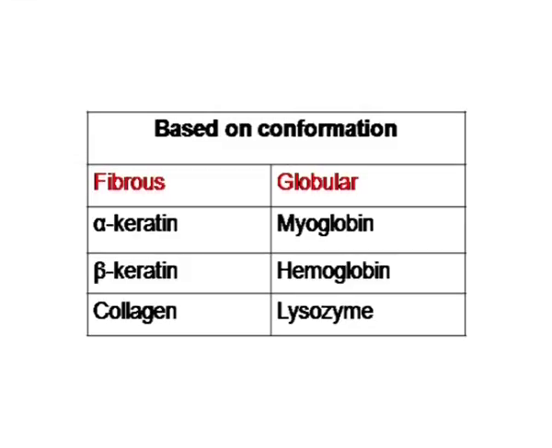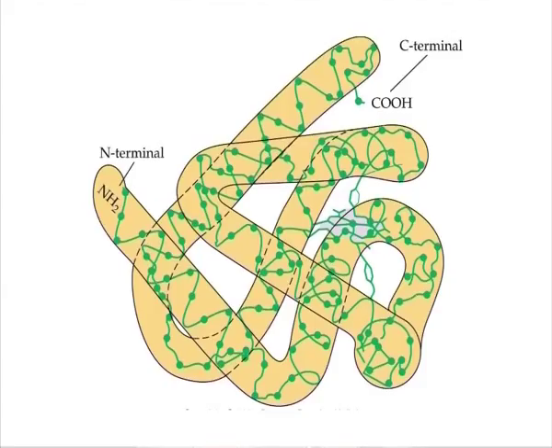Depending on their conformation, proteins can be placed in two major classes, fibrous and globular, as shown on the screen. Fibrous proteins consist of polypeptide chains arranged in parallel along a single axis to form long fibers or sheets. Globular proteins are tightly folded into compact spherical or globular shapes. Proteins can also be divided based on their nature as acidic and basic.